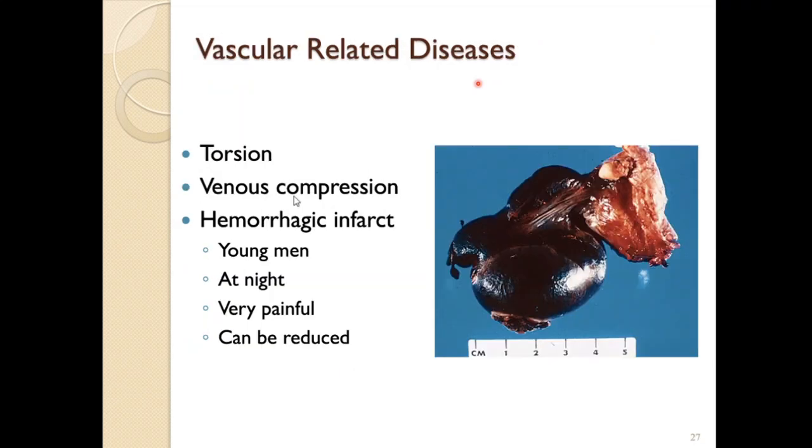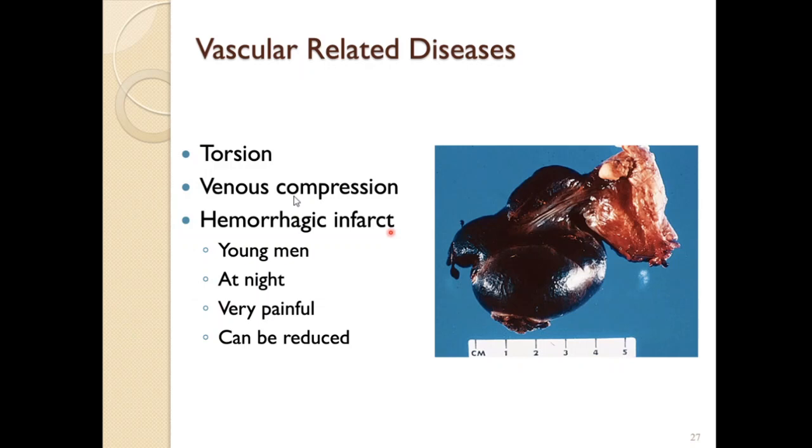So vascular related diseases, I had mentioned torsion. So you see that this is black because there is a gangrenous necrosis. It can be caused by torsion, it can be caused by venous compression, or just hemorrhagic infarction, or necrosis of the testis. It is most in young men.